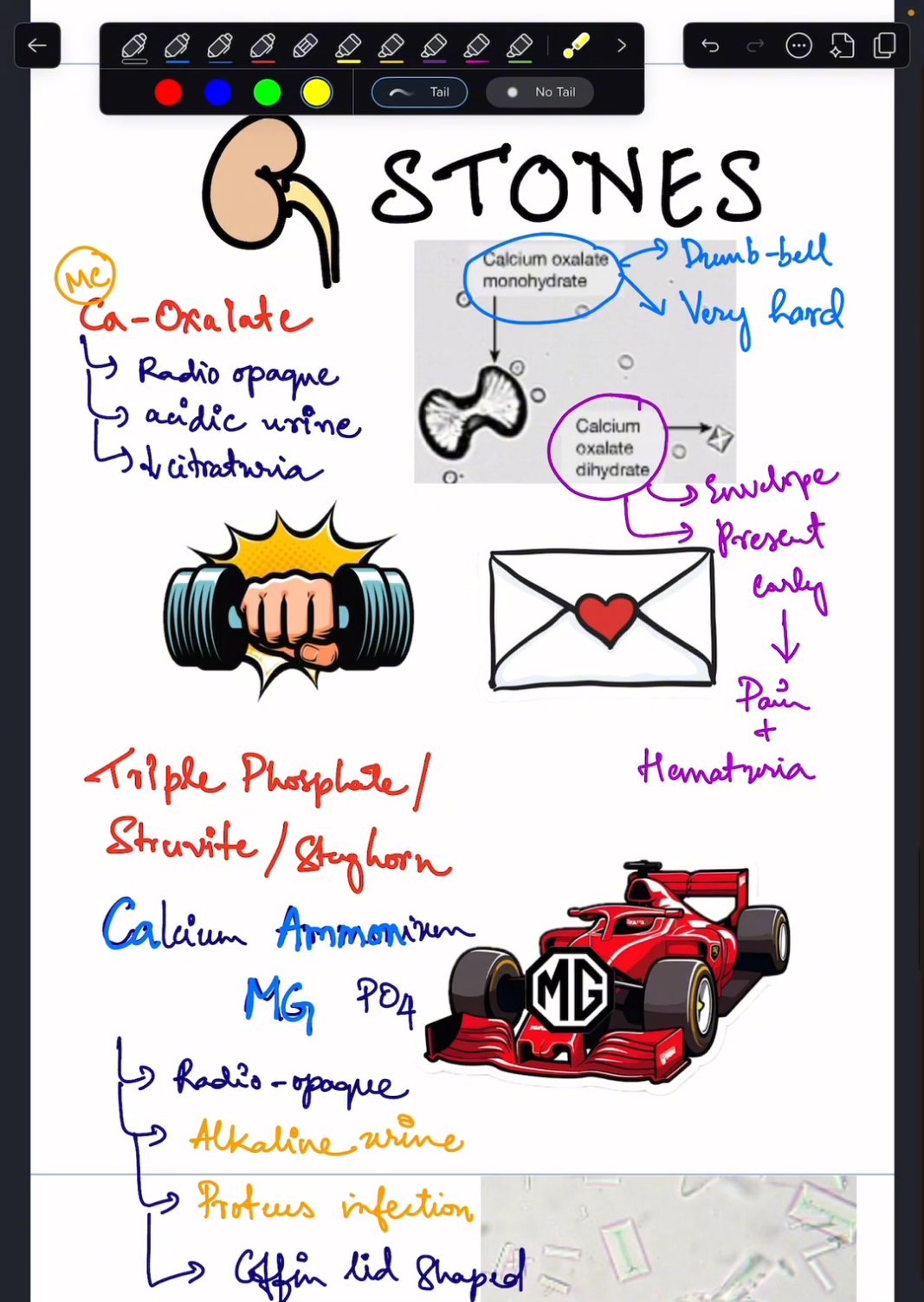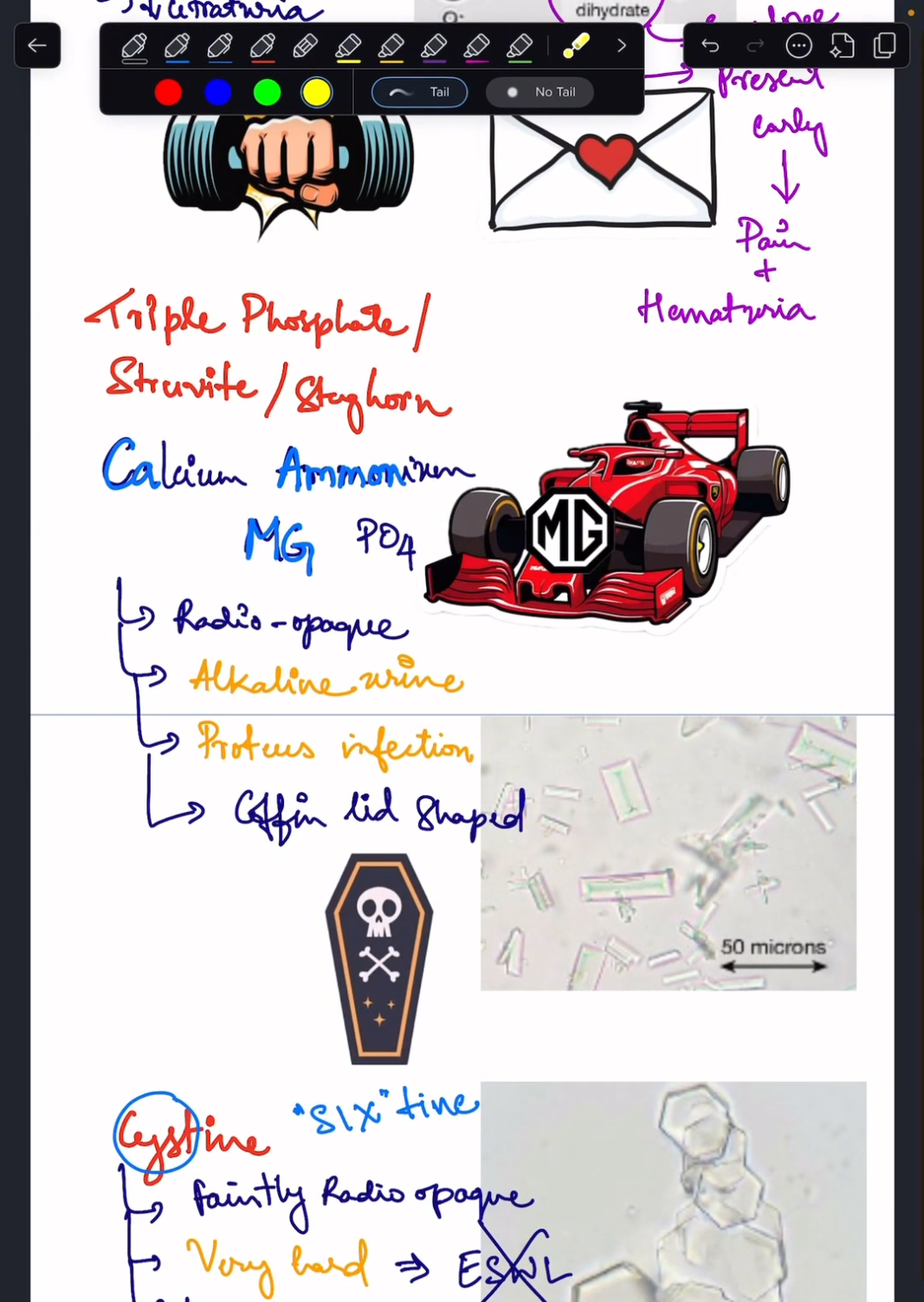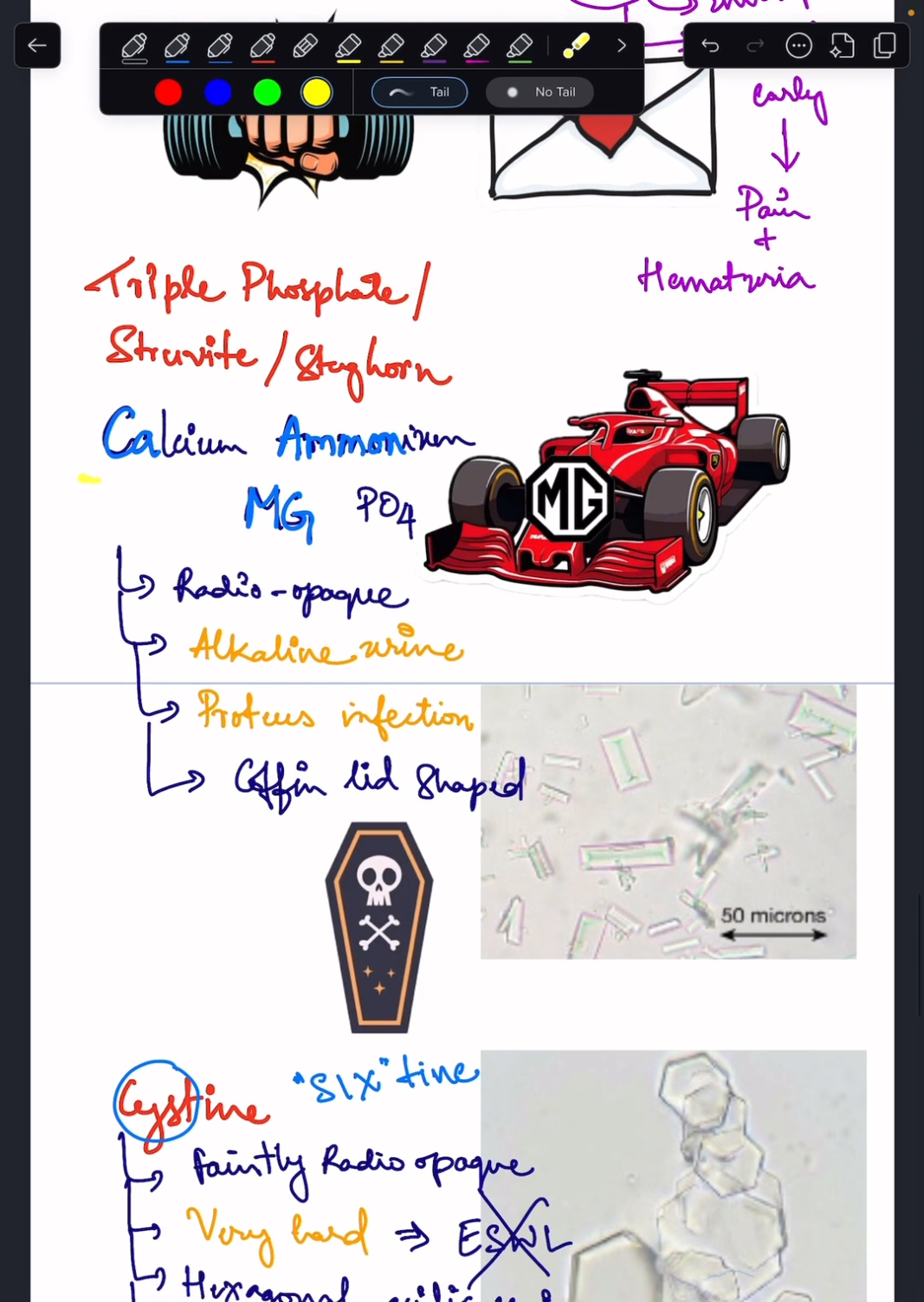Now let's discuss triple phosphate or struvite stones. These are also called staghorn calculi because of their growth into huge branching stones. Here we have calcium, ammonium and magnesium phosphate.